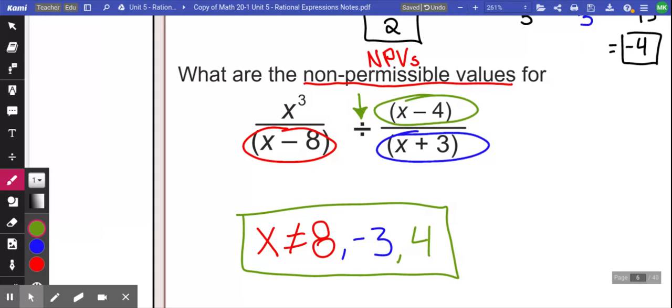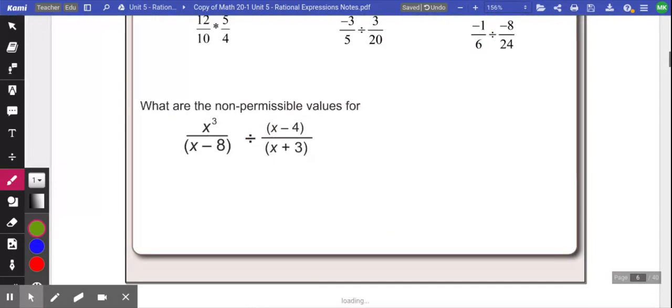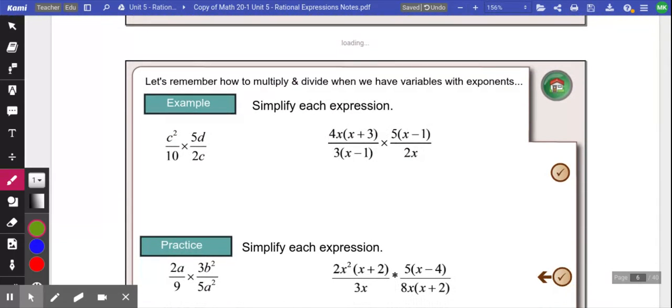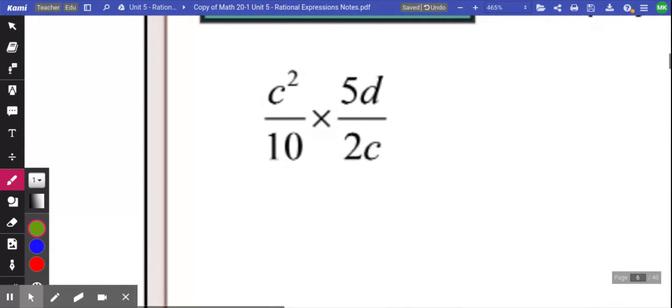You'll probably have to do that for every question. It's just a good habit to get into. It's called stating your NPVs. And it'll definitely become important in about 3 lessons. All right, let's get into it. We're going to multiply some fractions here. Let's start with this one.